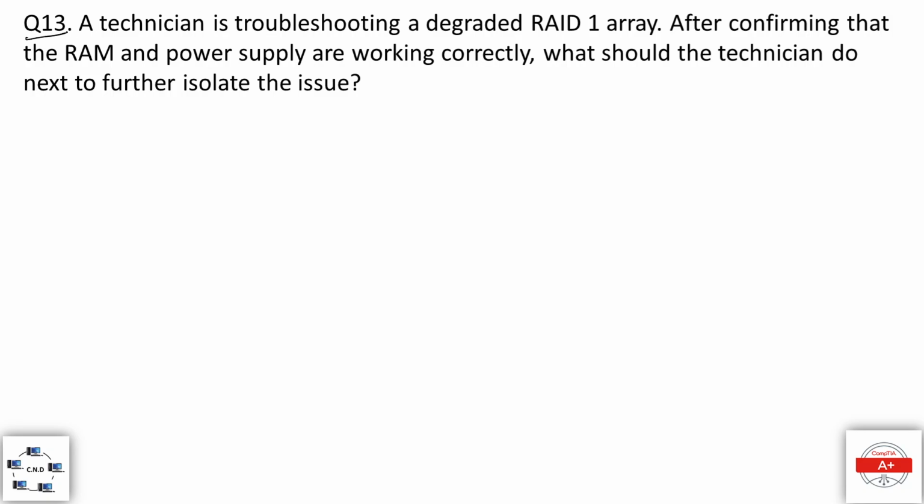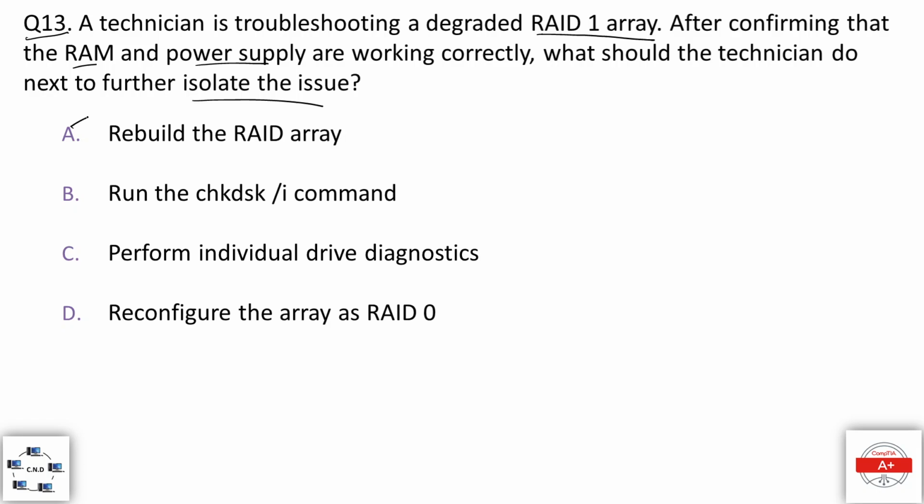Question number 13. A technician is troubleshooting a degraded RAID 1 array. After confirming that the RAM and power supply are working correctly, what should the technician do next to further isolate the issue? The options are: option A, rebuild the RAID array; option B, run the chkdsk /I command; option C, perform individual drive diagnostics; and option D, reconfigure the array as RAID 0.